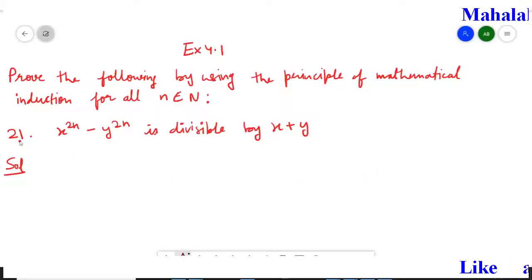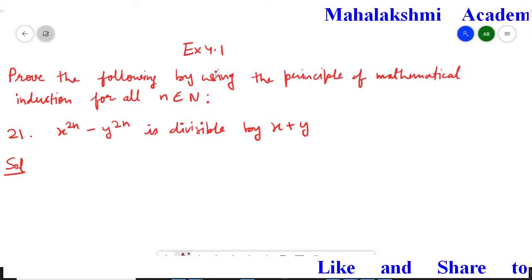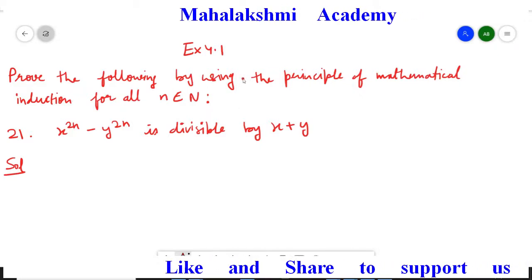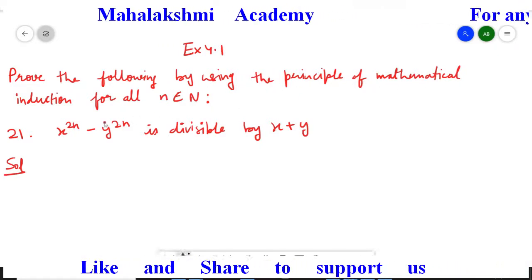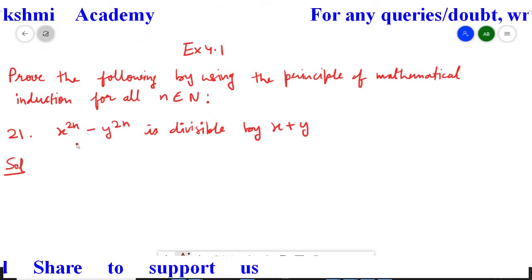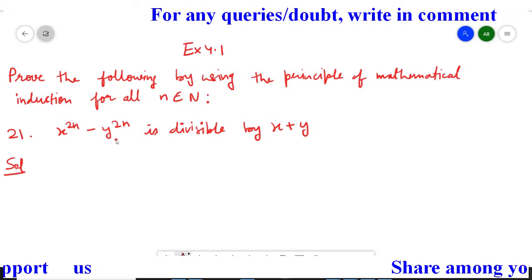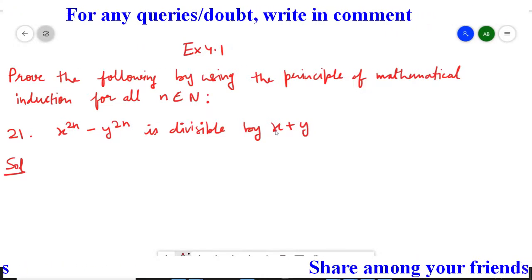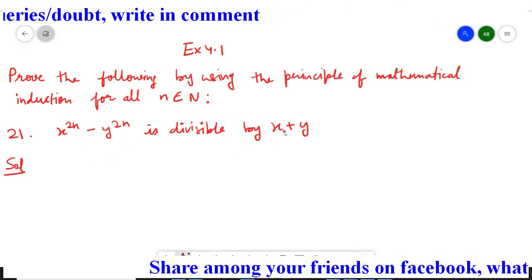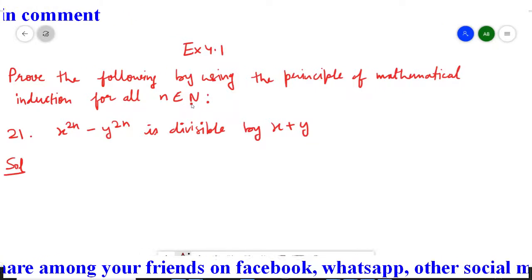Hello everyone, I am going to explain question number 21 from exercise 4.1. This question belongs to 11th class maths. Prove the following by using the principle of mathematical induction for all n belongs to capital N. Here the given mathematical statement is x to the power 2n minus y to the power 2n is divisible by x plus y. We have to prove that this statement is true for all the values of n which belongs to the set of natural numbers.